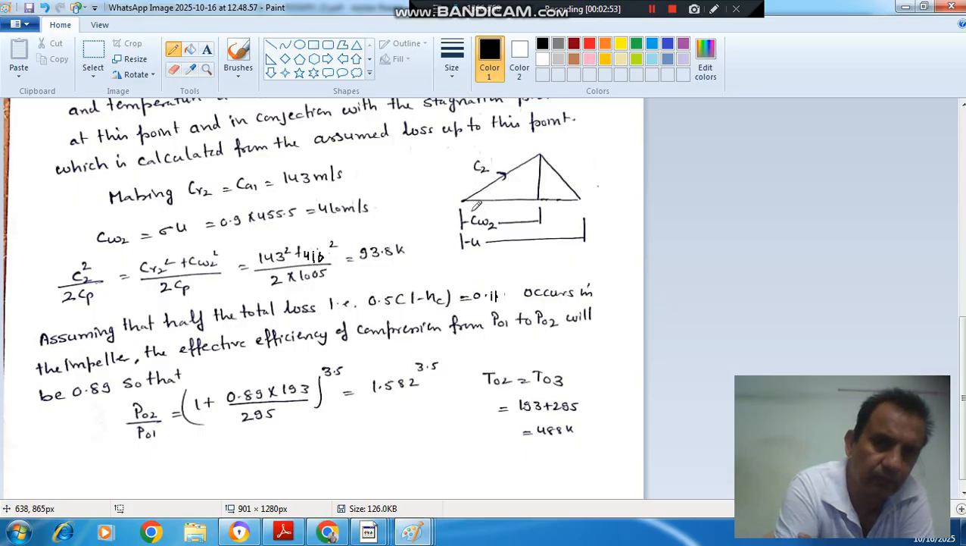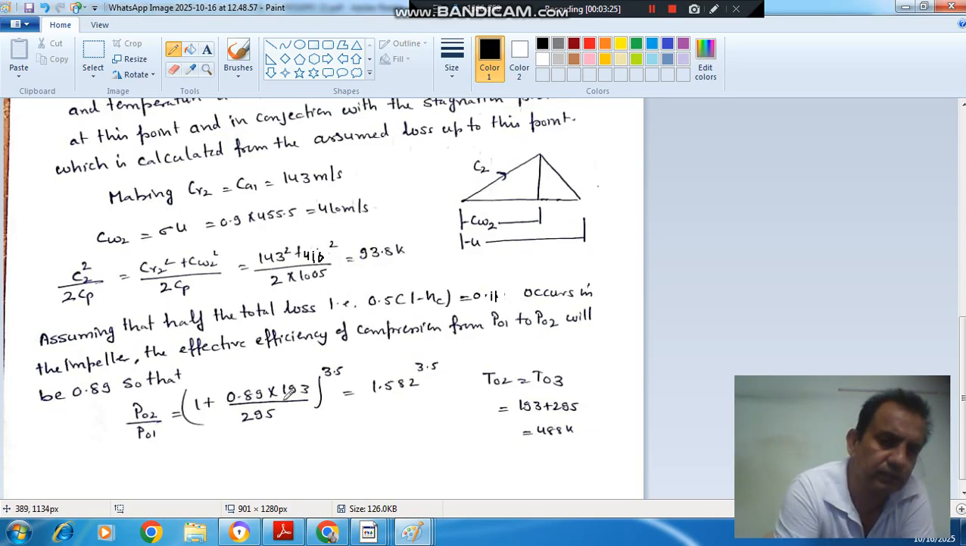For that we will calculate this CW2. CW2 is sigma U, so that is 0.9 into 445.5, that is 410 meter per second. And now this is the dynamic temperature at the exit, because the absolute velocity at the exit is C2. So C2 square by 2 Cp is the dynamic temperature at the exit, or at the periphery of the impeller. That will be 143 square plus 410 square, divided by 2, divided by 1005. So that will be 93.8.